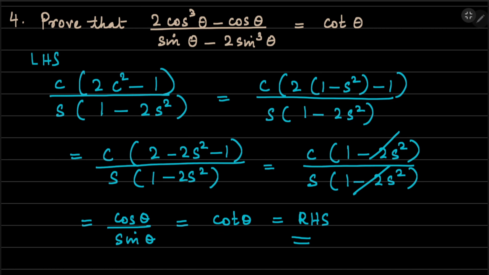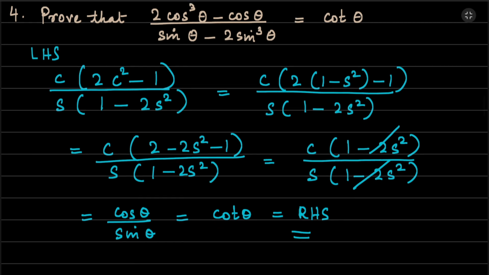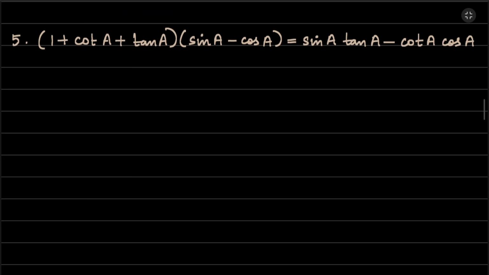Okay, let's move on to the next question. Here, all of these questions that we are doing today are proving trigonometric identities. So the next question is (1 plus cot A plus tan A) multiplied by (sin A minus cos A) is equal to sin A tan A minus cot A cos A.